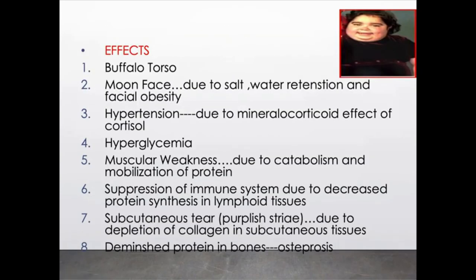So what are the signs and symptoms of Cushing syndrome? One is the buffalo torso. We have discussed it already. Due to the mobilization of fats, at some points it is more mobilized and at other points it is less mobilized. So it gives a typical posture we call the buffalo torso, in which there is more fat deposition in the upper part of the body.